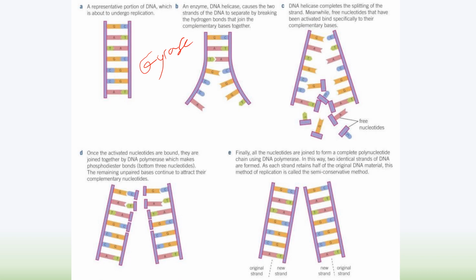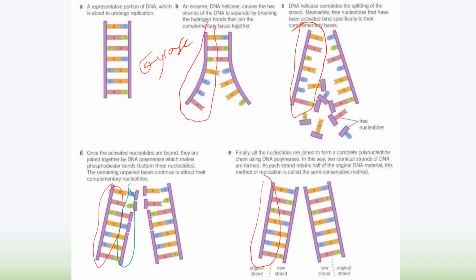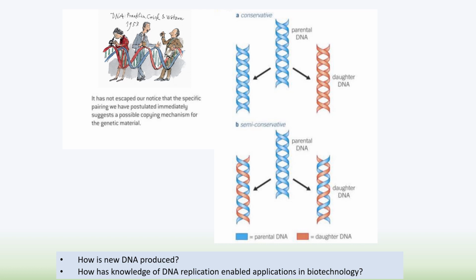And this method is called semi-conservative replication, because if you look here, this was the original strand, still the original strand here, that's your original strand, that's your original strand, whereas this one here therefore is a new strand, made out of these bits here. So one strand in the new DNA molecule is an original strand, one strand is new, and this process is called semi-conservative replication.